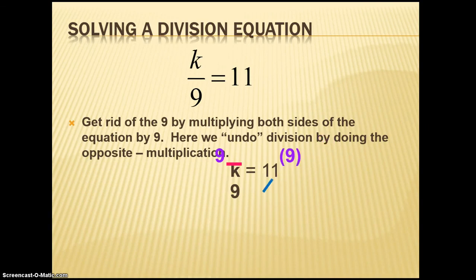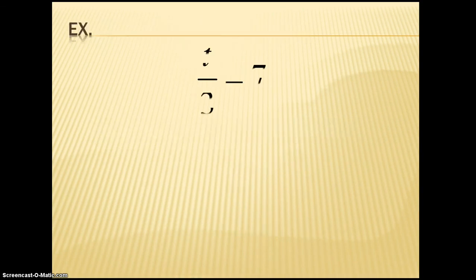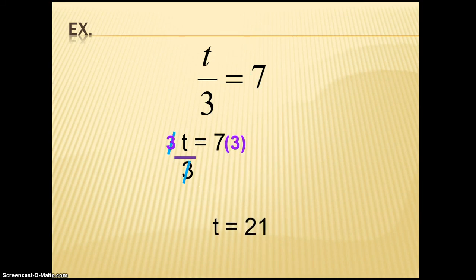The 9s will cancel out. And my screen is off a little bit, and I apologize. That leaves me with k. 11 times 9 is 99. So k equals 99. Again, I apologize for the screen delay. Let's look at another example. t divided by 3 equals 7. Multiply both sides by 3. The 3s cancel out on the left side, leaving you with t equals 21.